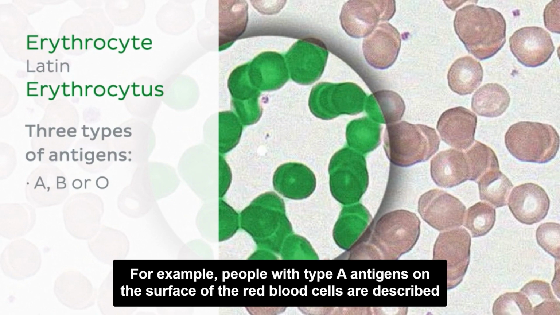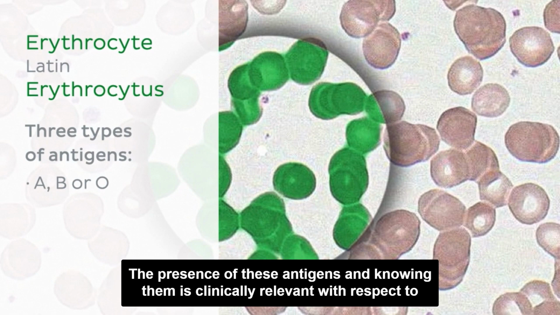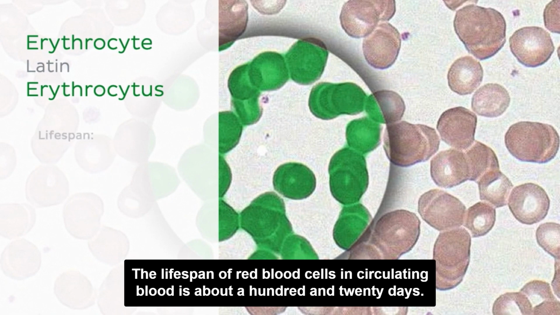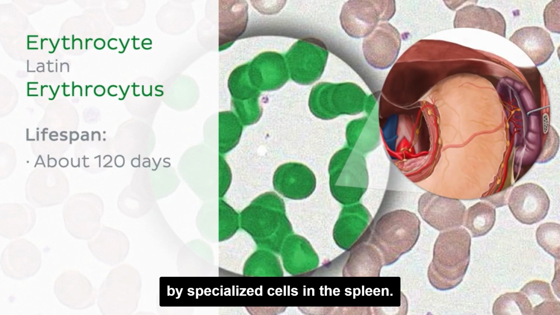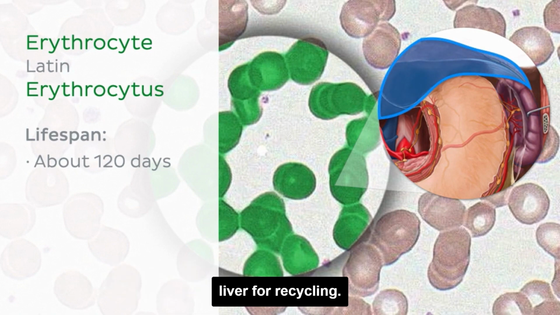For example, people with type A antigens on the surface of their red blood cells are described as having type A blood, and so on. The presence of these antigens and knowing them is clinically relevant with respect to blood transfusion and blood type compatibility. The lifespan of red blood cells in circulating blood is about 120 days. When red blood cells become old, they lose their ability to deform, which is detected by specialized cells in the spleen. The spleen extracts them from the blood, breaks them down, and sends the components to the liver for recycling.